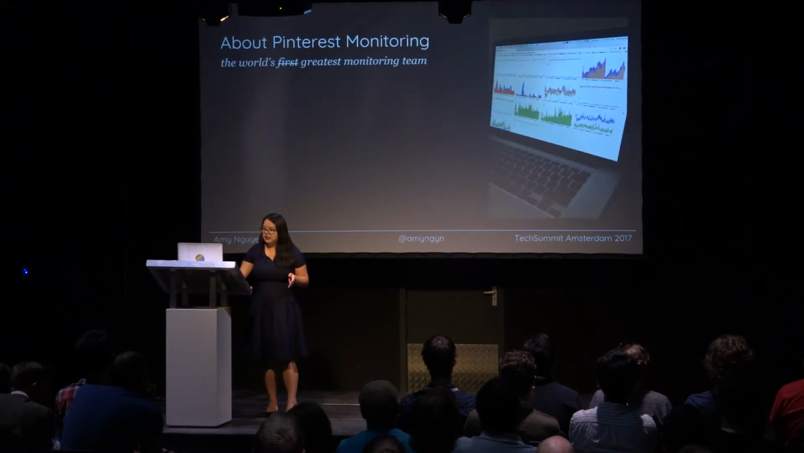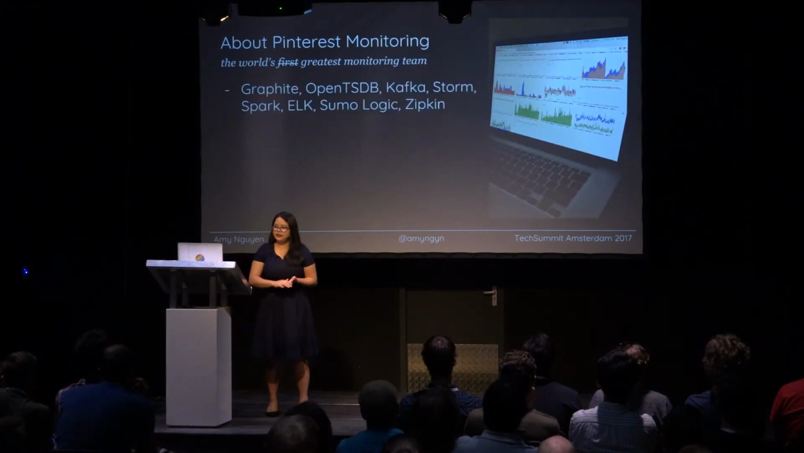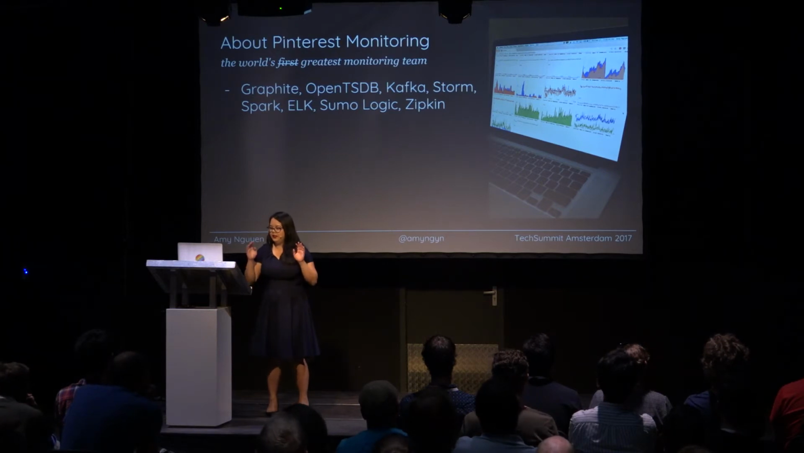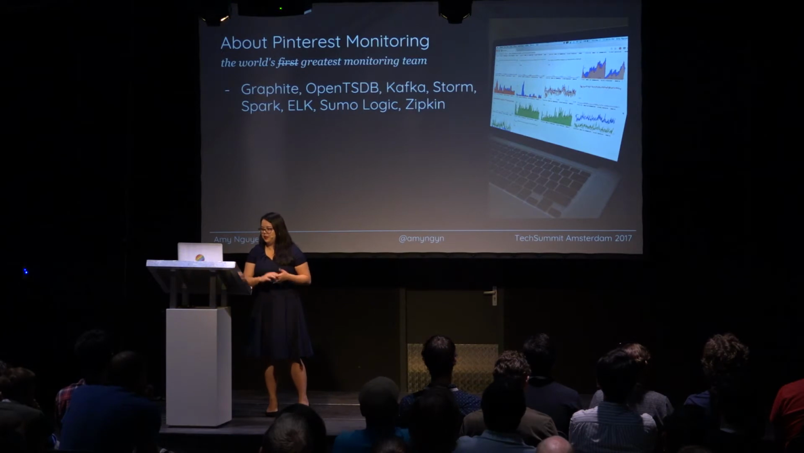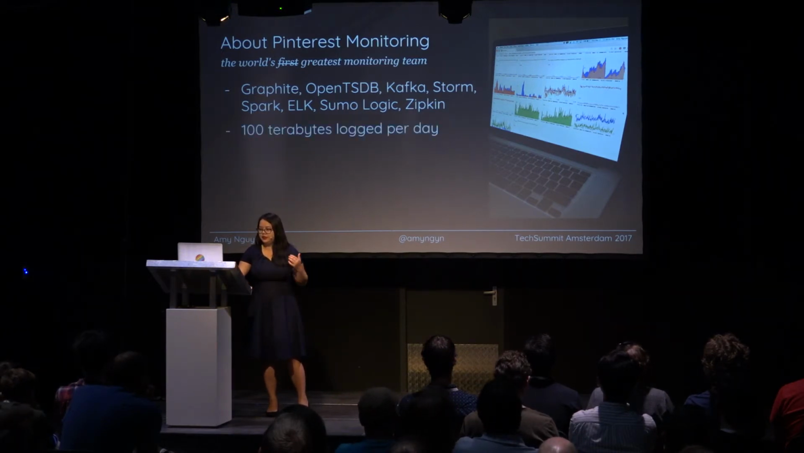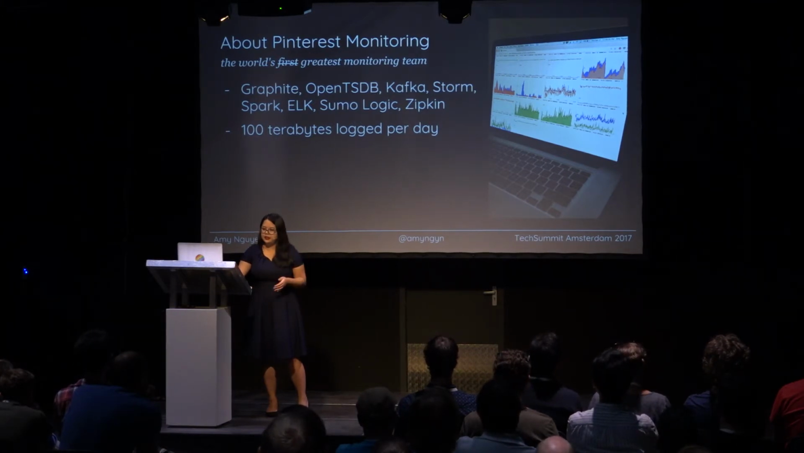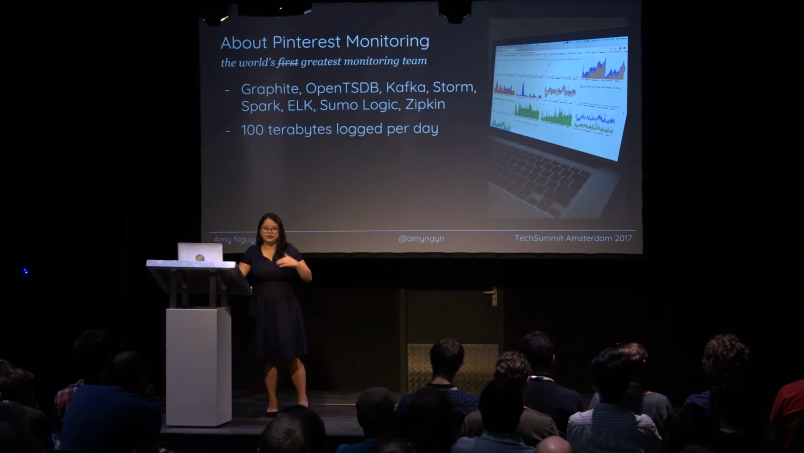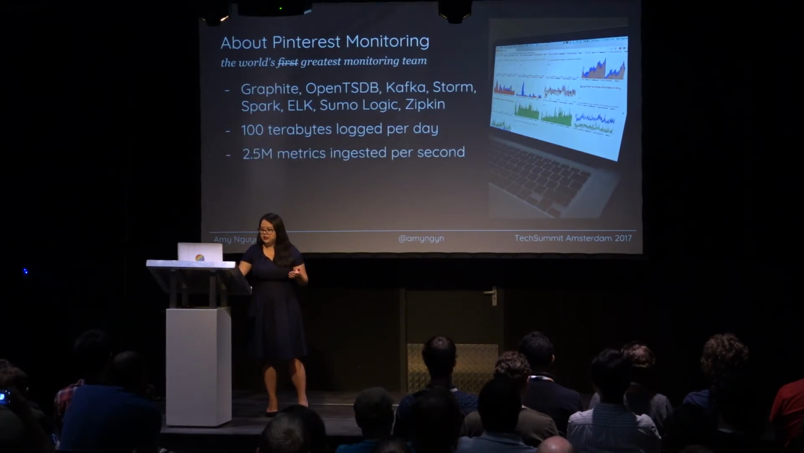So for our monitoring side, what we use is Graphite, OpenTSDB, Kafka, Storm, Spark, ELK, Sumologic, Zipkin. We've tried a lot of tools. I didn't include all of them, but those are the big ones. In terms of numbers, we log about 100 terabytes per day, and that's in S3. We save about 300 gigabytes per day for ad hoc querying. We ingest 2.5 million metrics per second.